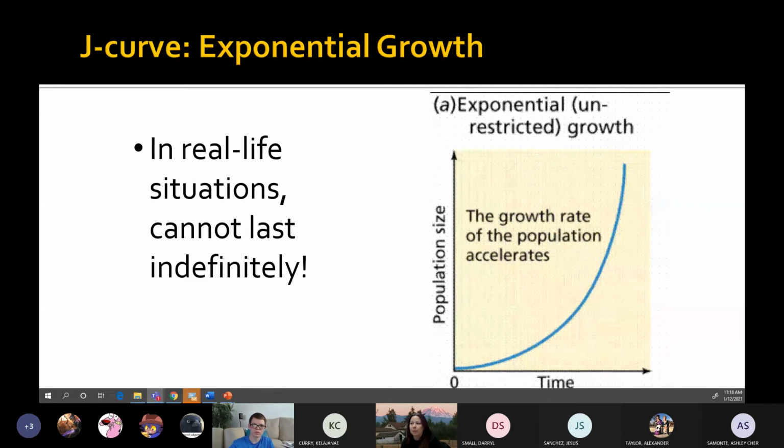One example that we could see with an exponential growth population is any sort of invasive species. So something comes in, and if any of you have ever seen kudzu, which is not here in Colorado, it's a plant that grows up to 2 feet per day.